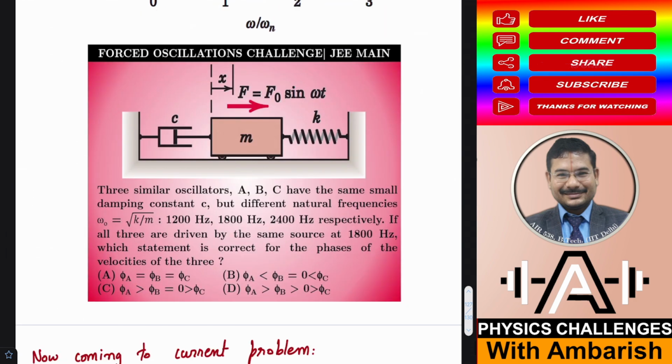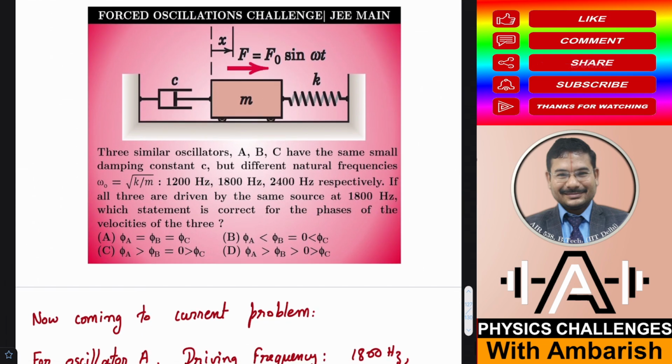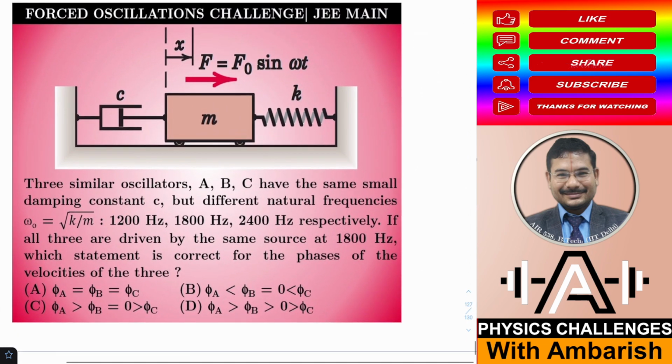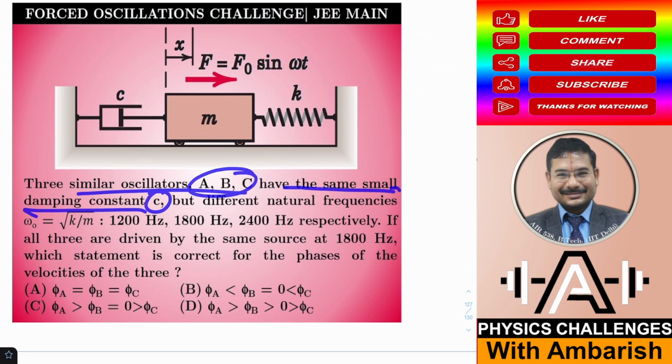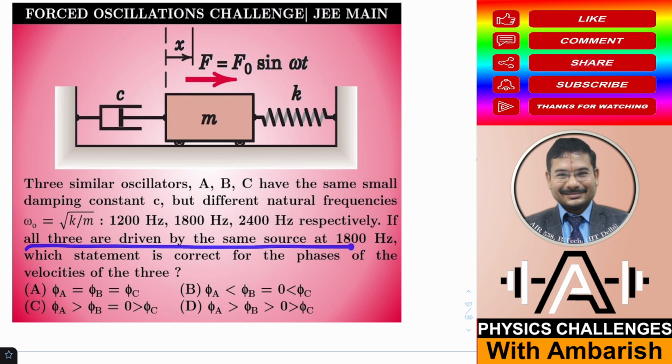And now coming to the challenge problem. Okay, so what was our problem? Three similar oscillators A, B, C were there, having the same small damping coefficient c, but different natural frequencies, omega naught, which is root k by m, 1200 Hz, 1800 Hz and 2400 Hz respectively. If all the three are driven by the same source at 1800 Hz, which statement is correct for the phases of velocities of the three?